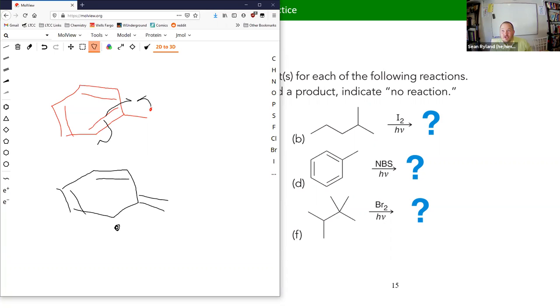I think there's maybe two reactions in the entire year of OCHEM that'll actually break a benzene ring, and that's because you're making some other form of an aromatic reaction.